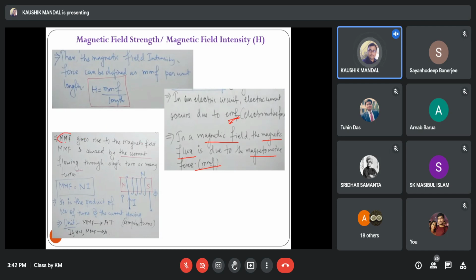If we discuss in more detail this magnetomotive force as well as its unit, if we consider a magnetic bar and a wire put on this particular magnet, with a total of N turns, then the magnetomotive force is basically N into I. It is basically the product of the number of turns and the current flowing through the wire.